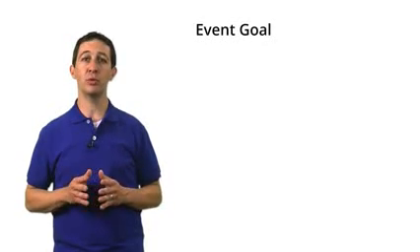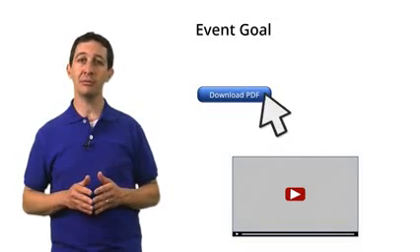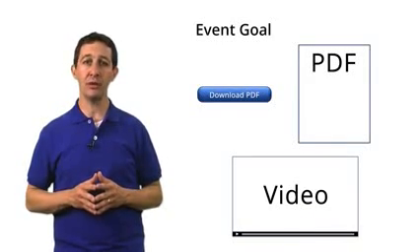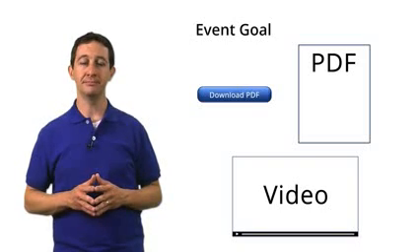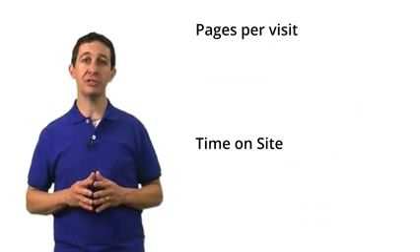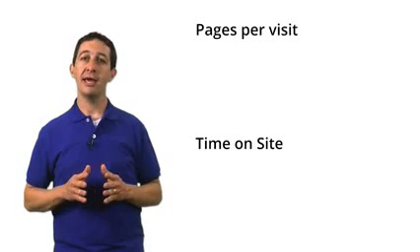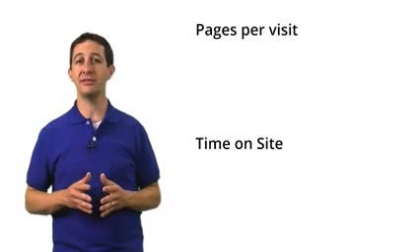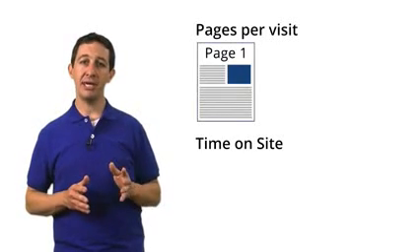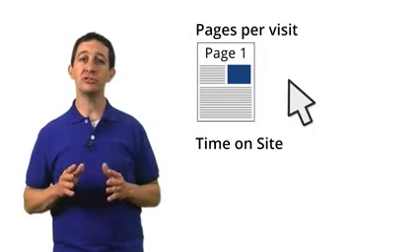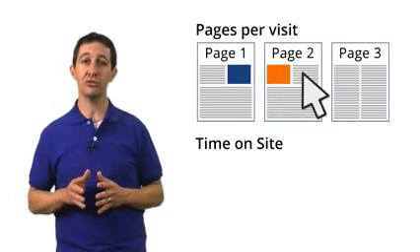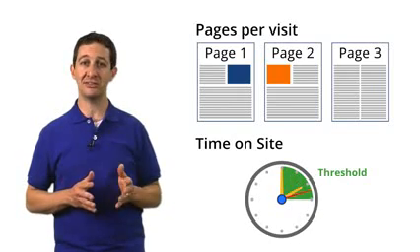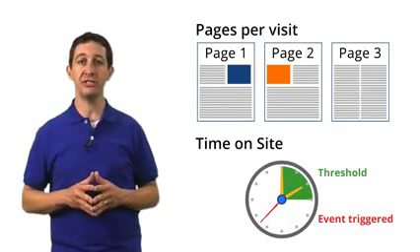The second type of goal you can use to track a user action is an event goal. This type of goal is triggered when a user does something specific, like downloading a PDF or starting a video. You need to have event tracking implemented on your website in order to use this type of goal. The last 2 types of goals can be used to measure user engagement. Engagement can be measured based on the amount of content that people see or the amount of time that they spend on your site. A pages per visit goal is triggered when a user sees more or fewer pages than a threshold that you specify. A time on site goal is triggered when a user's visit exceeds or falls below a threshold that you set.